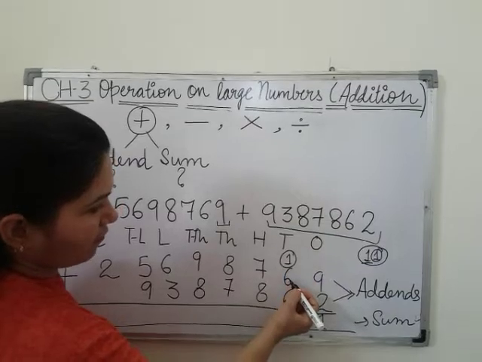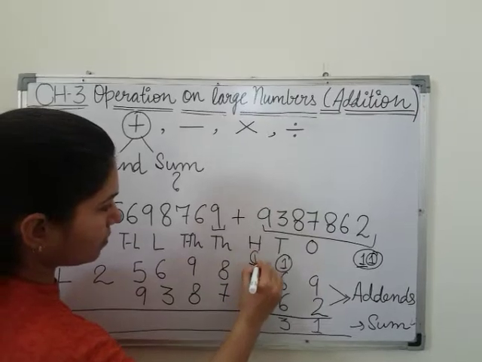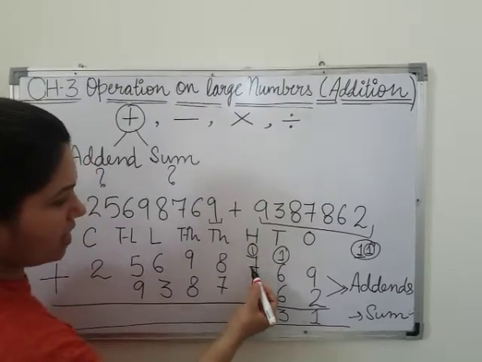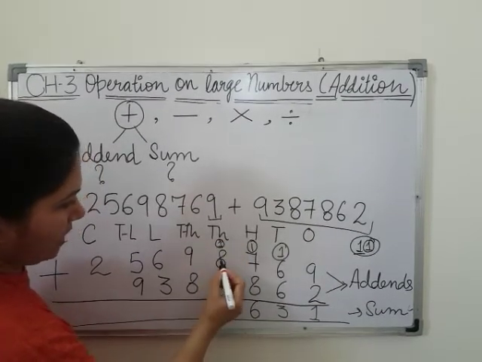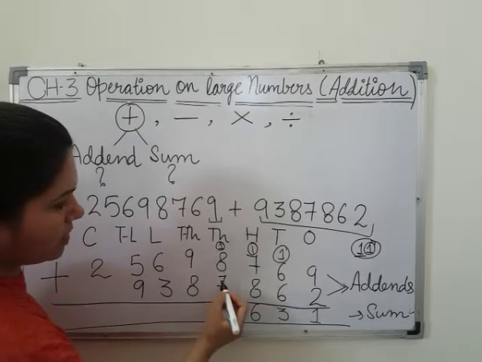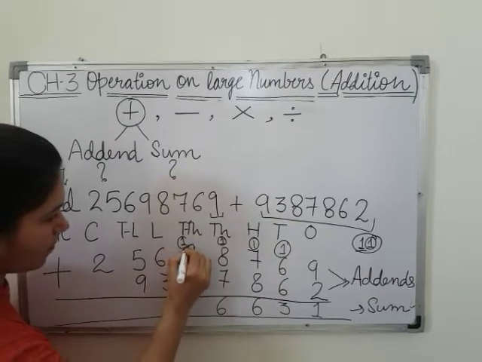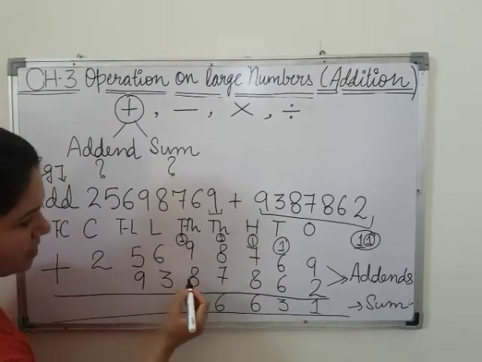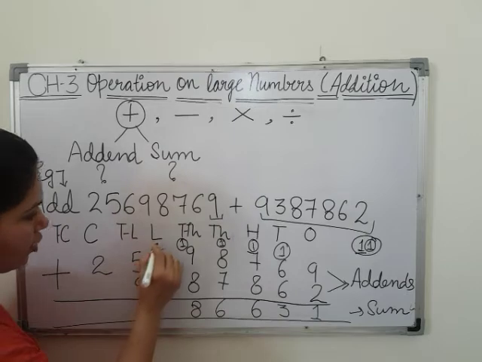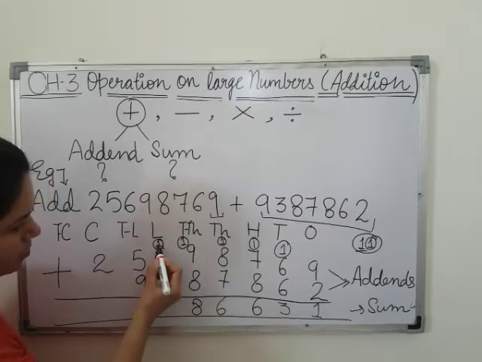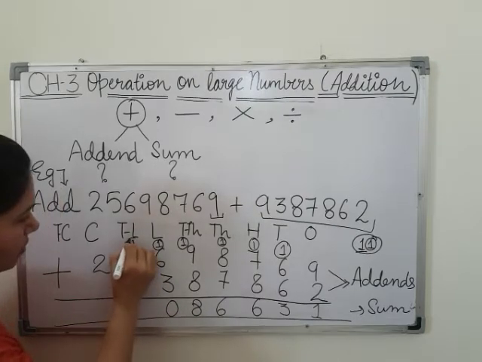So 1 plus 6, 7, 7 plus 6, it's 13. 3 here, 1 carryover. Again 7 plus 1, 8, 8 plus 8, 16, 1 carryover. 8 plus 1, 9, 9 plus 7, it's 16, 6 over here and 1 carryover. 9 plus 1, 10, 10 plus 8, 18, again 8 is here and 1 will be carryover. 6 plus 1, 7, 7 plus 3, it's 10, 0 here and 1 carryover.